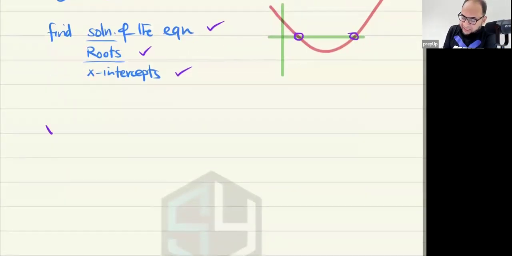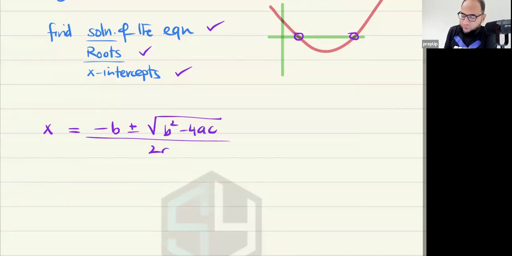The formula says x is equal to negative b plus minus square root of b squared minus 4ac, the whole thing divided by 2a. This is the quadratic formula, the famous quadratic formula, and it will give us the solution of the equation.